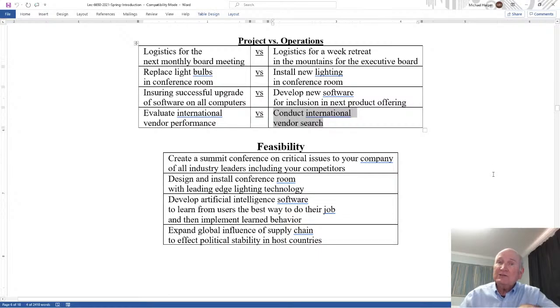Now, it may be a project, but should your company be doing it? Create a summit, conference on critical issues to your company of all industry leaders, including your competitors. Wow, that sounds pretty aggressive. That would be a project, but should you do it? Can you do it? Do you have the resources to do it? Do you have the ability to do it?